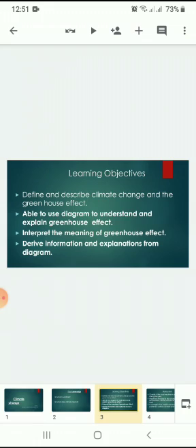These are the learning objectives of today's topic. At the end of the lesson, you should be able to define and describe climate change and the greenhouse effect. You should be able to use a diagram to understand and explain the greenhouse effect. Students, you should be able to interpret the meaning of greenhouse effect. You should be able to derive information and explanations from a diagram.